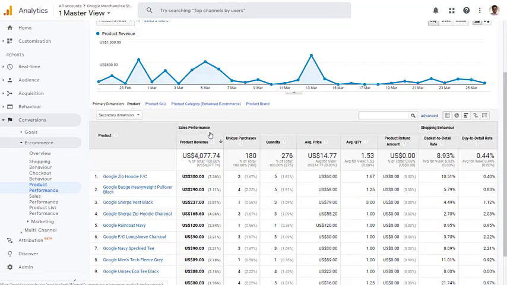The arrow is after the product revenue. That means this report is arranged based on the product revenue. The product that generates the highest amount of revenue for me is on the top, which is Google Zip Hoodie F/C, in the given date range, which is the last 30 days. $300 is what I have generated by selling just that one single product. How many unique purchases? 3, quantity 5, and average price is $60 for that product.